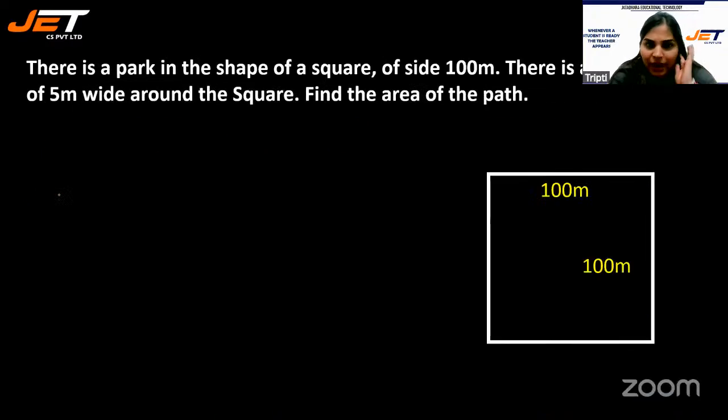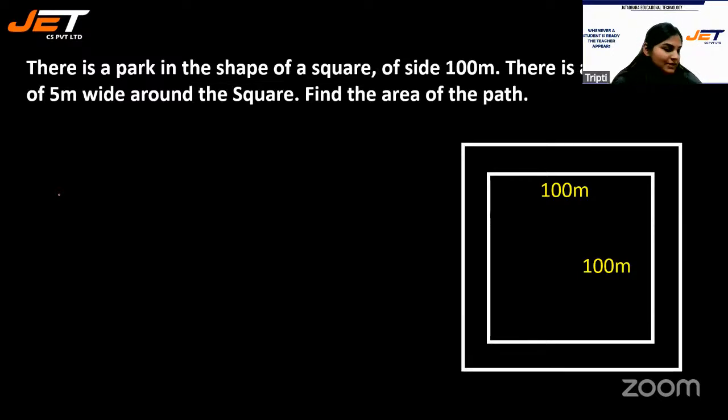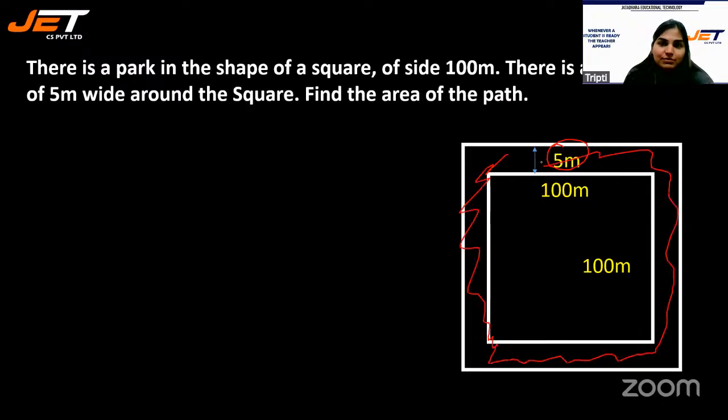So here there is a park in the shape of a square of side 100 meters, and there is a path of 5 meters wide around the square. If you can see, around it there is a path, and the width of that path is 5 meters. Find the area of this path. You just have to find the area of just this much. So how will we do it?